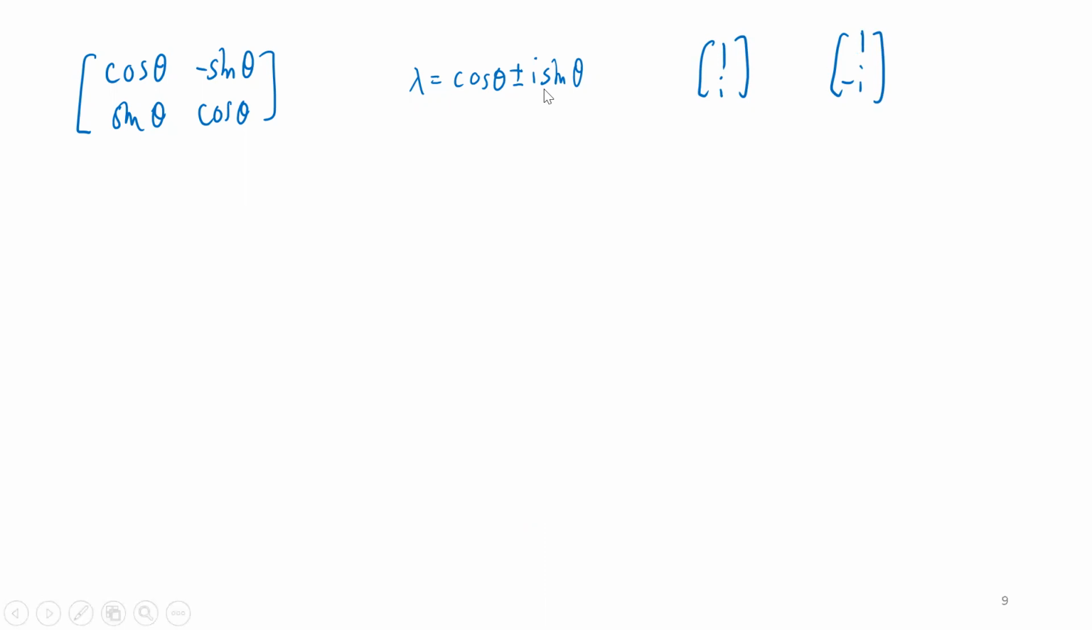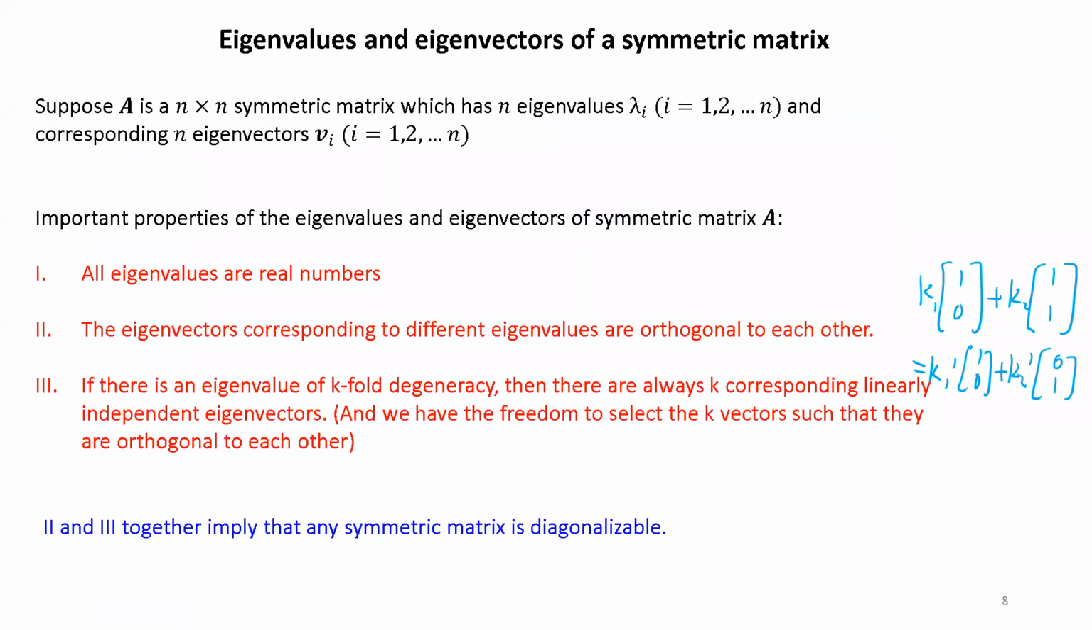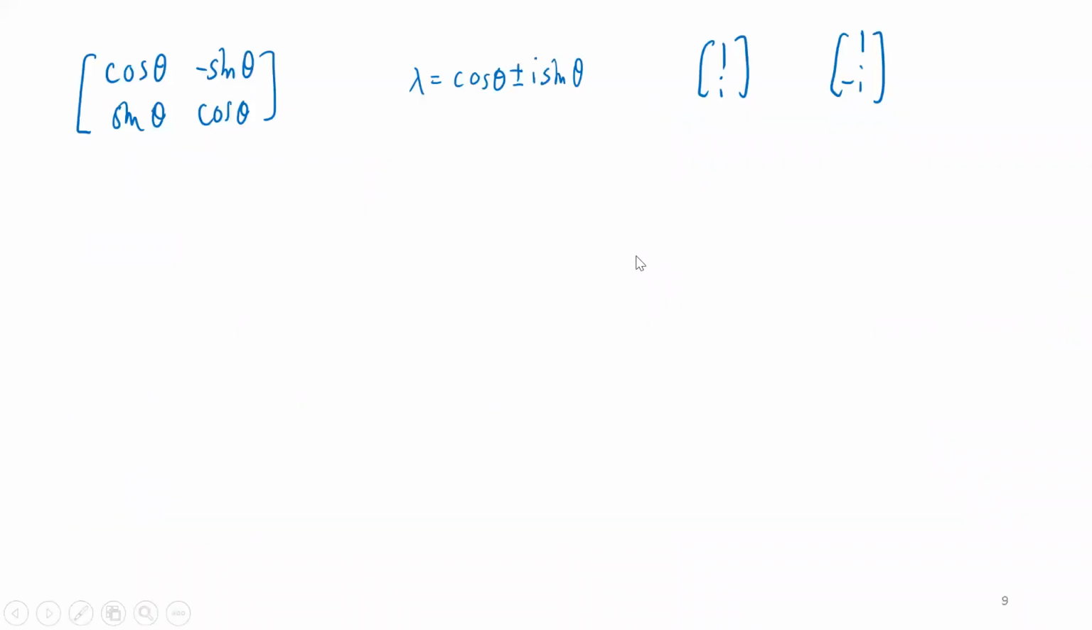So the procedure is exactly the same. It's just that you allow complex numbers to appear in your linear equation. You can try it by yourself: for this matrix, which is still a real matrix, at the end you will have a complex eigenvalue and complex eigenvectors. So that's why it is possible for a real matrix to have complex eigenvectors. We don't know yet.